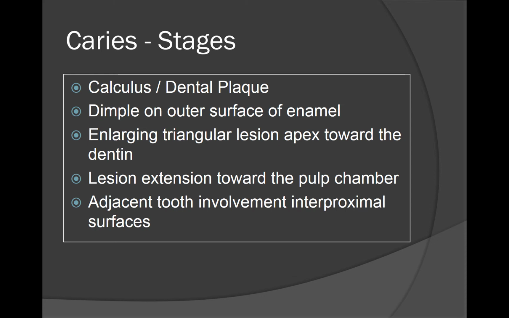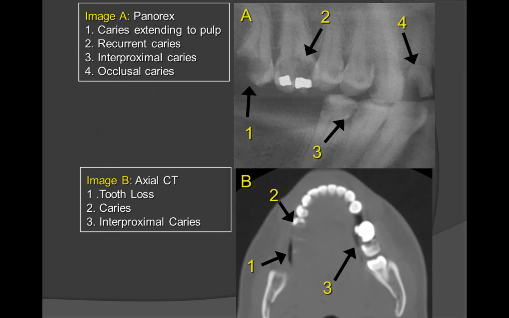You will often get adjacent tooth involvement, which is called interproximal disease, on the interproximal surfaces, the surface that touches another tooth. So here we have an example of several of these entities. We have a large dental carie extending to where the pulp is. We have a recurrent carie in someone who's been treated for dental caries in the past. We have interproximal caries, so one tooth was infected, one tooth was involved, and then the opposite side was also involved.